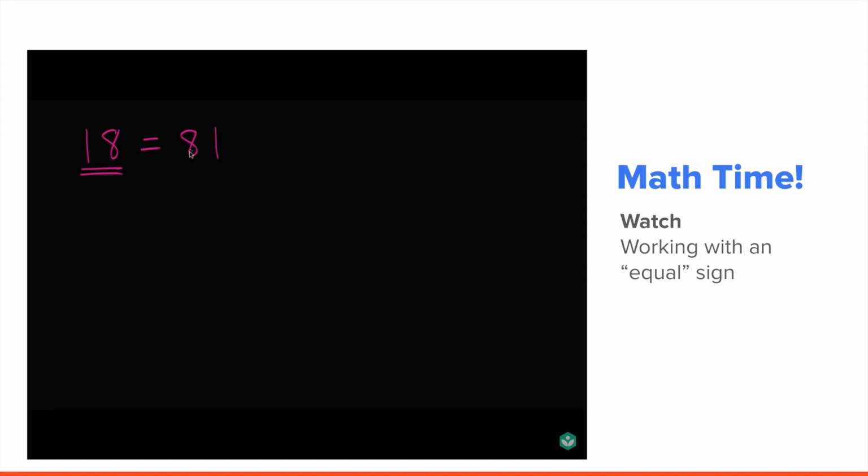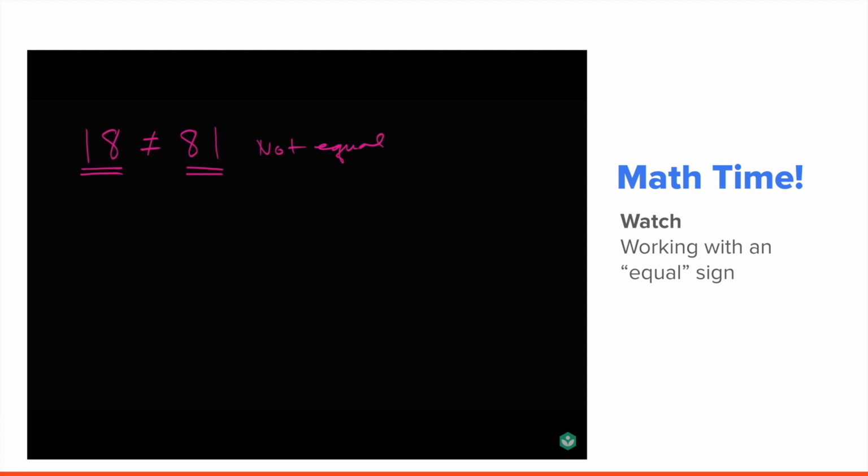We swapped the 1 and the 8. They're in different places. This is a different number. This is 81. These are not equal. So this statement is not true. And sometimes you might even see someone do something like this. That means not equal. 18 is not equal to 81.